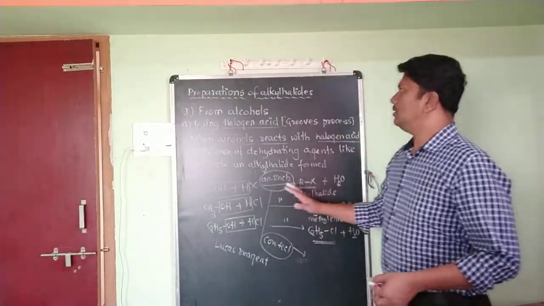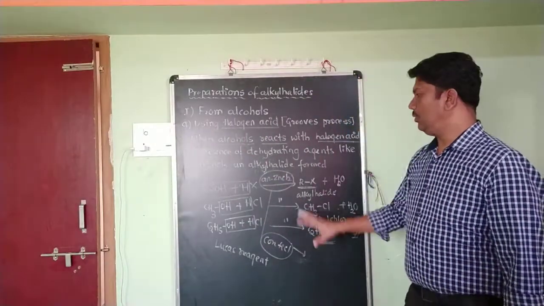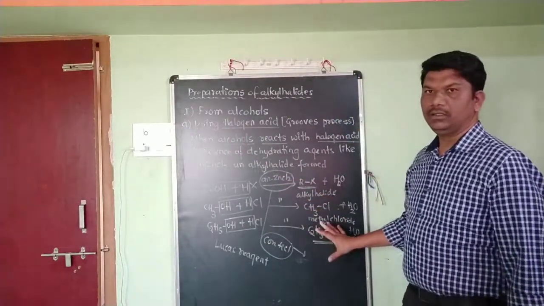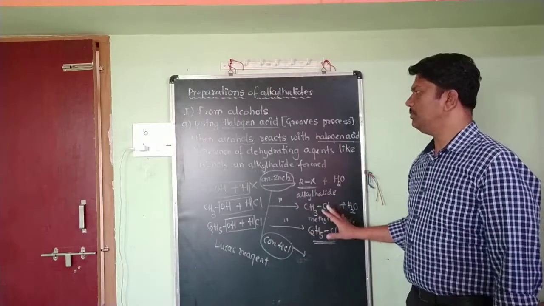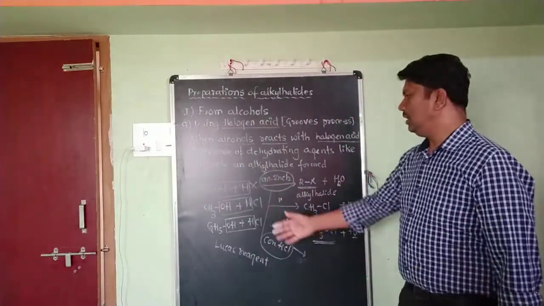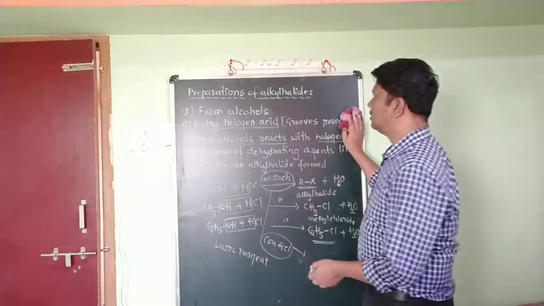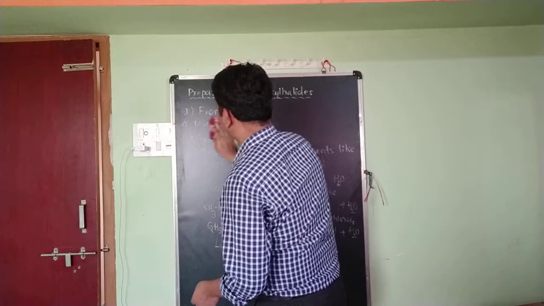So from alcohols, using halogen acid, we can prepare an alkyl halide. I hope it is clear. It is a very simple method. This is the statement, the general representation, and these are some examples. So this is the first method, that is Groves process.